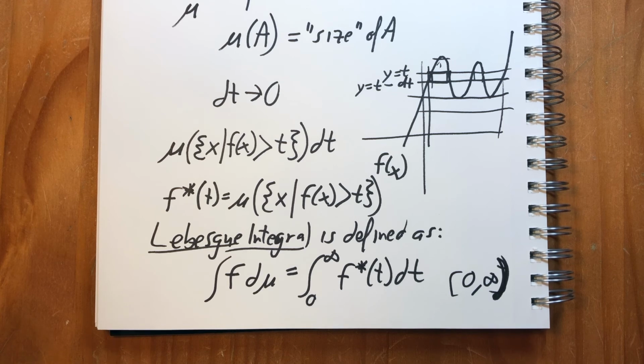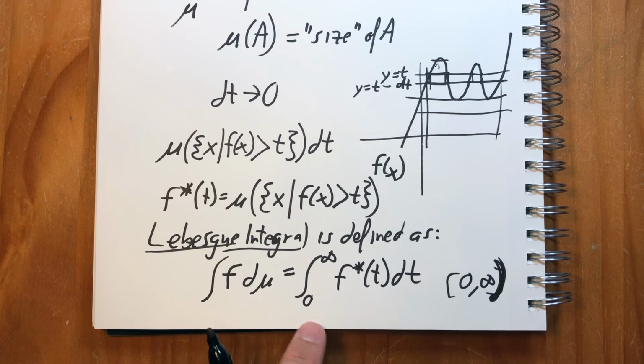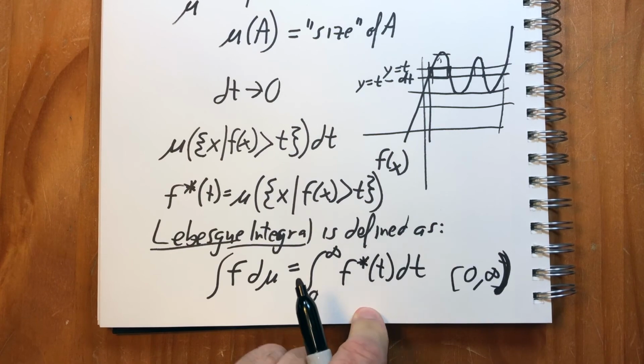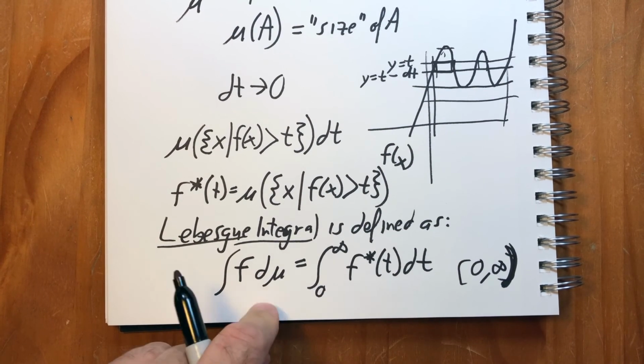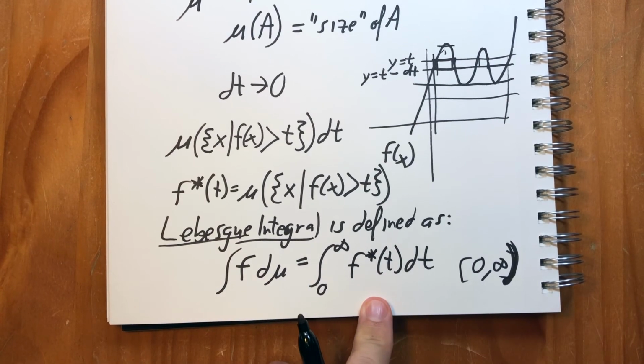So isn't this amazing? Lebesgue actually managed to find a way to use Riemann integrals to integrate functions that cannot be integrated using the Riemann integral. That's amazing.